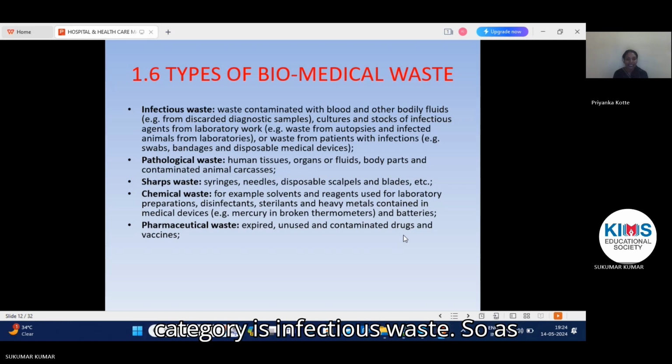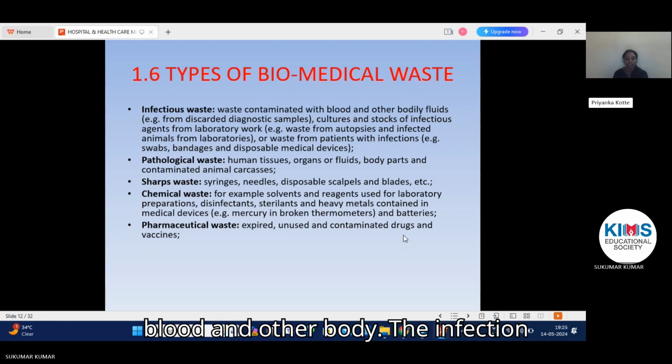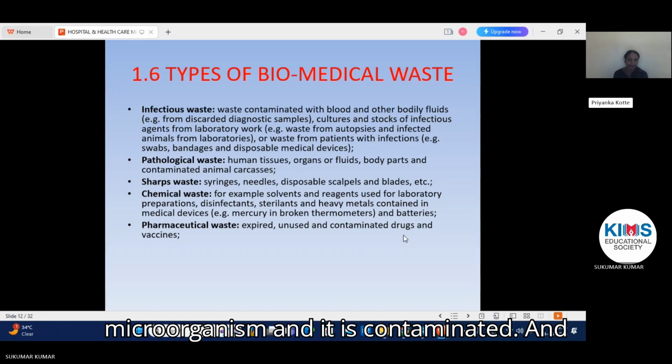First category is infectious waste. As you can see in the slide, infectious waste is the waste contaminated with blood and other bodily fluids. The word infection itself says that it has microorganisms and is contaminated, and it can clearly cause infection to another person. It is infectious.